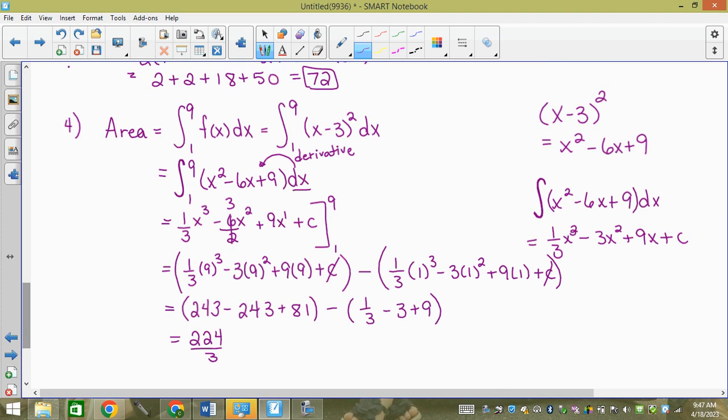They could ask for it as a decimal. What would we put it to unless they make rounding rules randomly on like 4 questions? 3 decimal places. So we would have, you'd have a squiggly equal sign, 74.667. So this is the actual area. It's pretty close to the midpoint, but it's not exactly it.